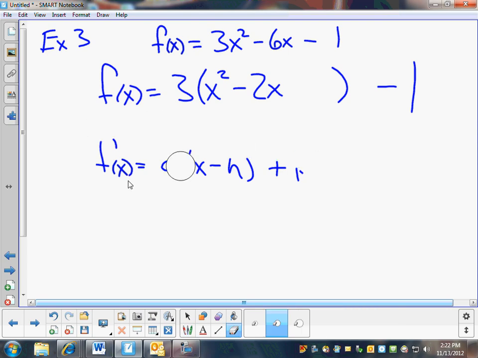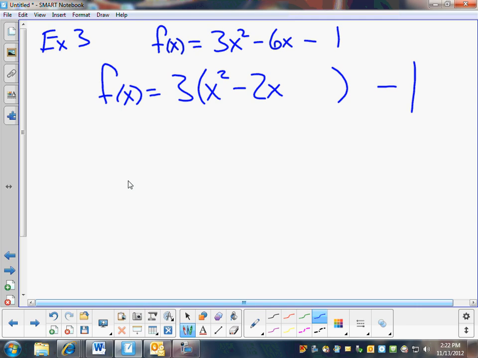Some people say, well, Mr. Gentz, you didn't take the 3 out of the 1. That's okay. If I wrote the minus 1 in here, then I would have had a problem. But I didn't write the minus 1 in here. I wrote it over there. So it still has the same value as what I had up above. So let's look. What number would you add in here in order to complete the square? 1. Yep.